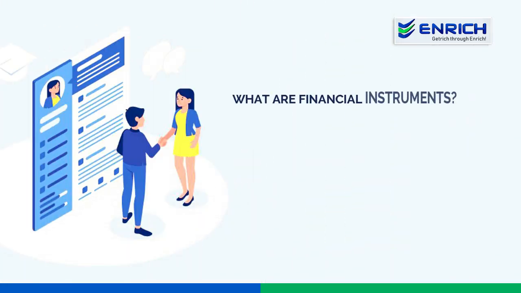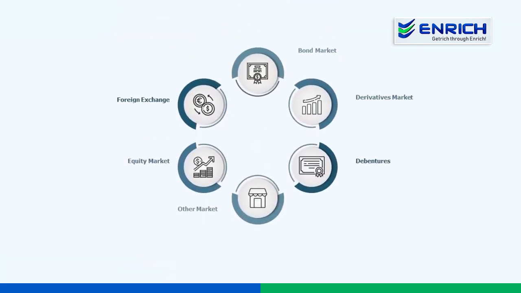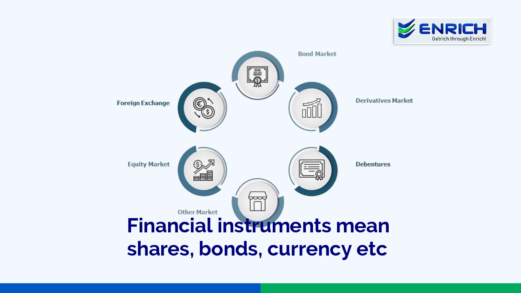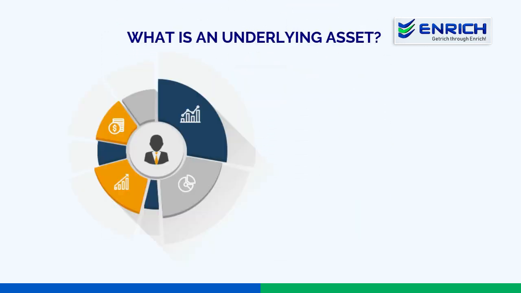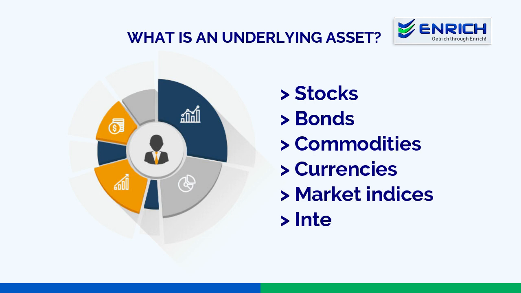So what are financial instruments? A financial instrument can be any document that represents an asset to one party and a liability to another. In simple terms, financial instruments mean shares, bonds, currencies, etc. Similarly, derivatives are financial instruments. Now, what is an underlying asset? An underlying asset can be stocks, bonds, commodities, currencies, market indices, and interest rates.